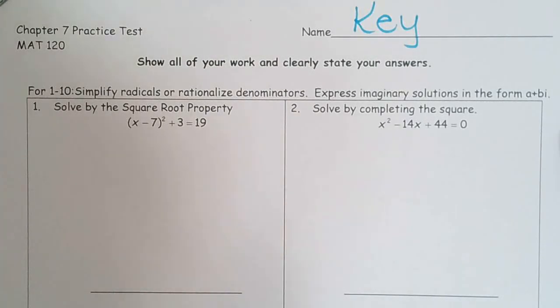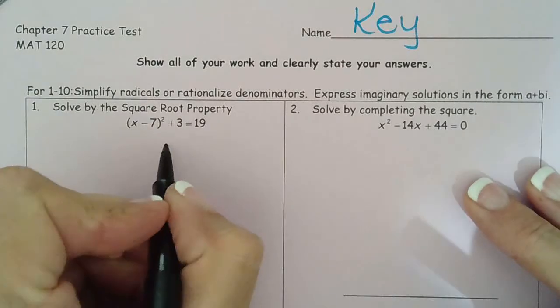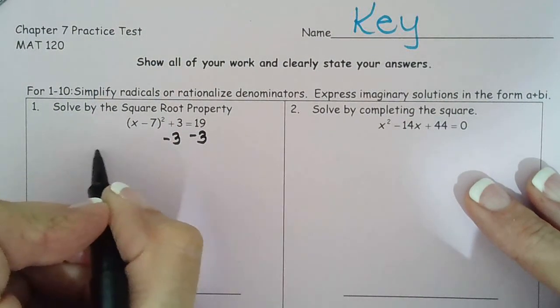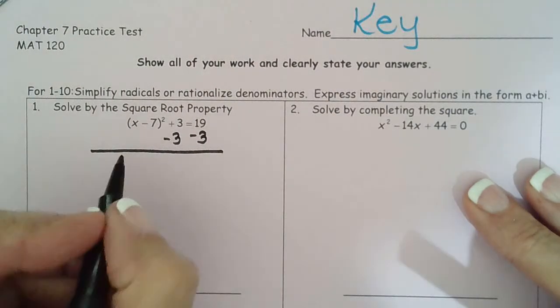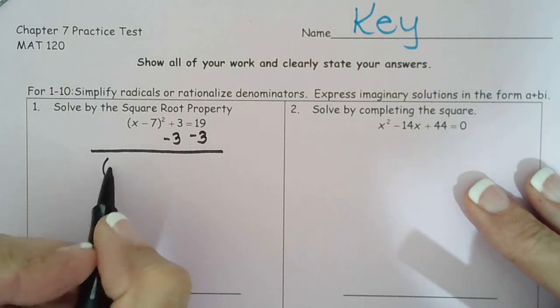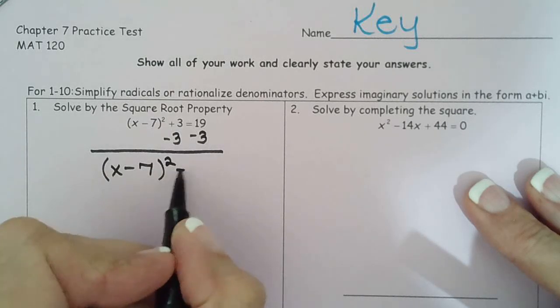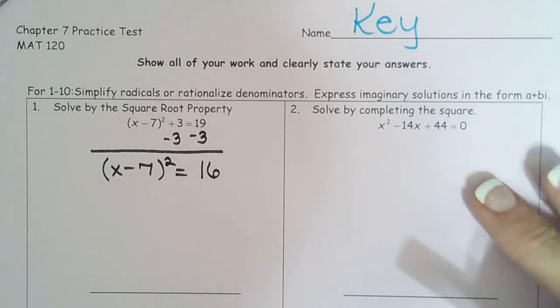This first one asks us for the square root property. If you remember on the square root property, we have to isolate the squared value first. So step number 1 is going to be subtract 3 from both sides, because we need to get that squared quantity all by itself in order to do the square root property. Then we have x minus 7, quantity squared, equals 16.